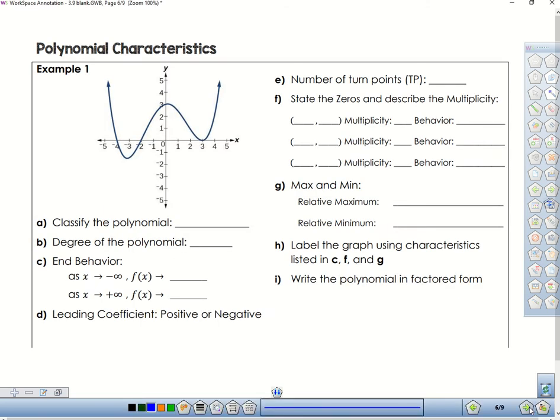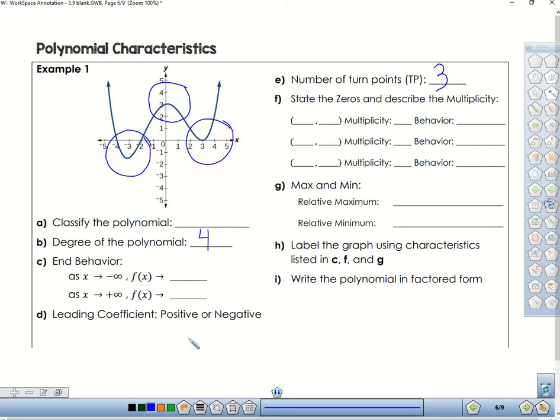So let's go ahead and do an example together where we look at all the polynomial characteristics and identify what we can about this polynomial. The first thing you always want to look at is the number of turning points. How many turning points are there on this graph? 3 turning points. That's the letter E that you're going to label here. Does anyone remember the relationship between turning points and the degree of the polynomial? Add 1. So the degree of the polynomial is 4. That's the answer to letter B.